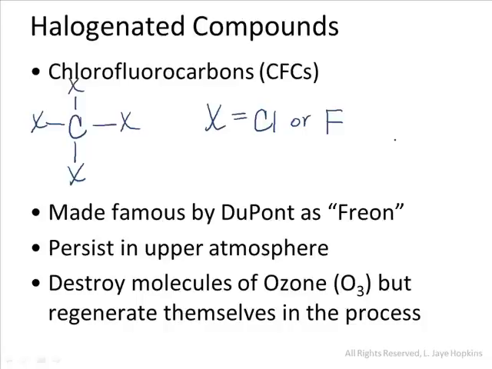But CFCs at that level of the atmosphere are very good at destroying ozone. And they're very good at destroying ozone in a process that actually causes them to regenerate. So what happens is you have a CFC molecule that chemically reacts with ozone, but then through a second process, the ozone can be reformed. So in the end, you end up with less ozone molecules, but the same number of CFCs.